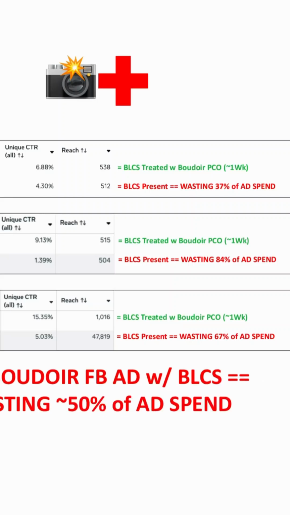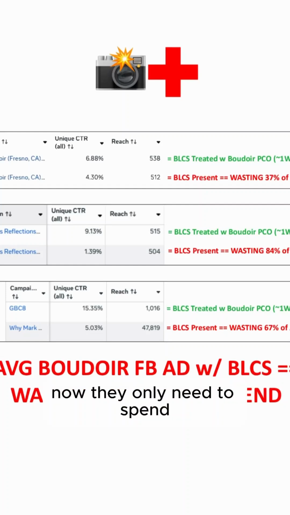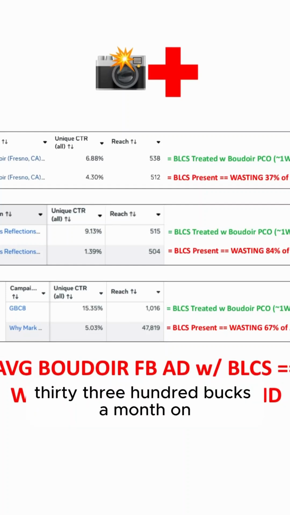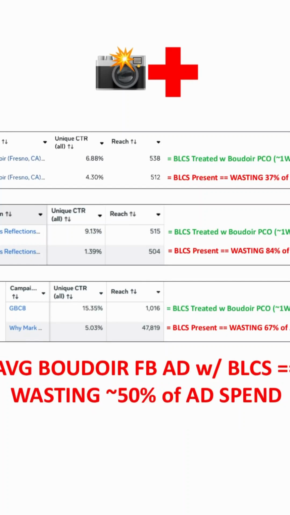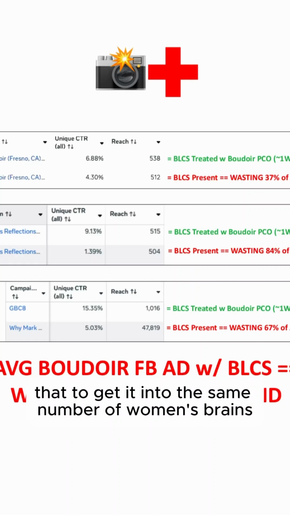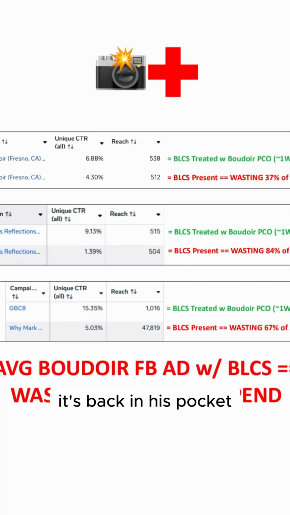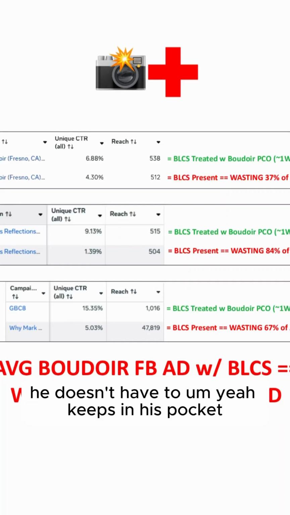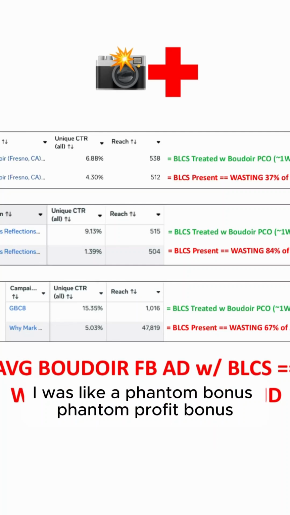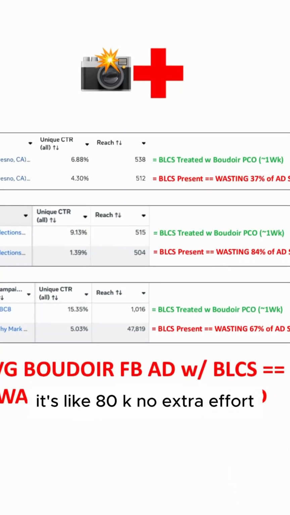And that means if they're spending 10 grand a month on the original Boudoir Facebook ad, now they only need to spend $3,300 a month on the Boudoir Pico treated ad to get it into the same number of women's brains. So that's like $6,700 a month difference that he doesn't have to spend. It's back in his pocket. He keeps it in his pocket. It's like a phantom bonus, phantom profit bonus, Boudoir Pico bonus. At the end of 12 months, it's like 80K. No extra effort, no extra servicing other clients, just extra in his pocket.